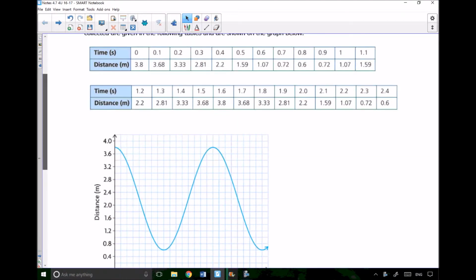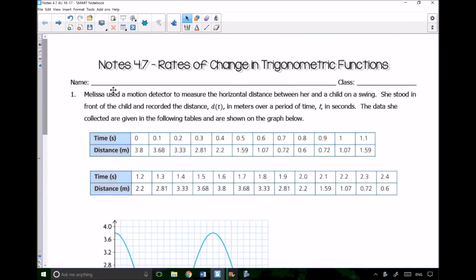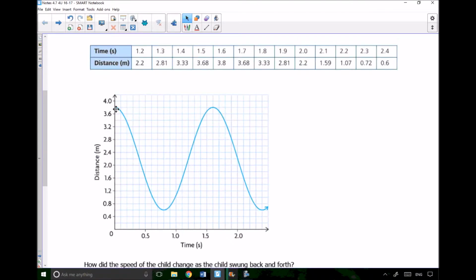So essentially what's happening is that the child's distance from Melissa started off pretty far, and then it started to decrease. Then she got to a certain point, and the swing started to move backwards again, and then it was forwards, backwards. So the distance was decreasing, increasing, decreasing, so on and so forth. And she did it over a certain period of time that we have here. So I want to analyze the information that's given to me here.